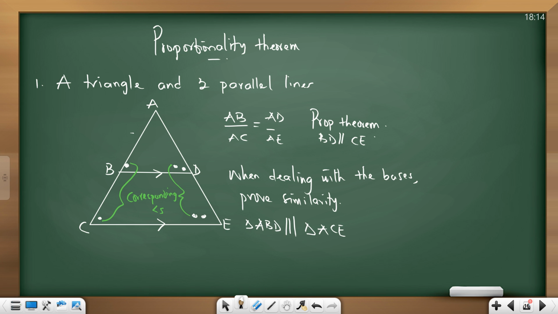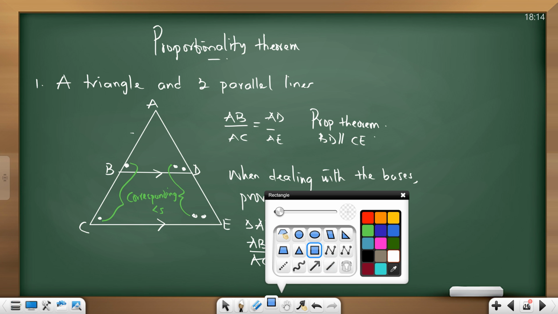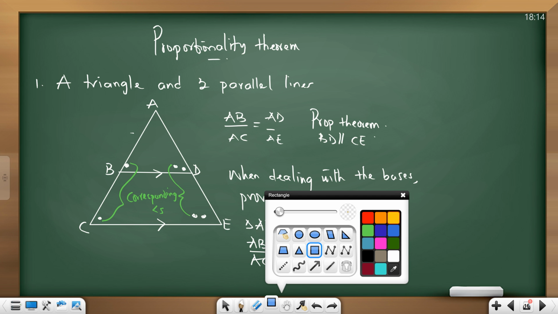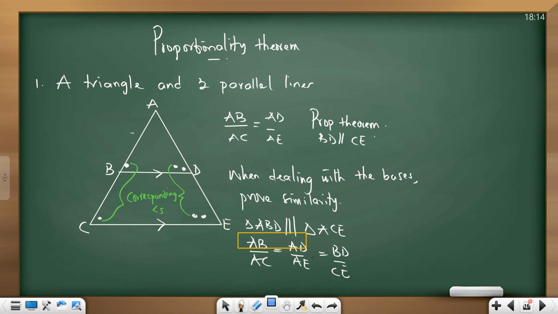Once I write my ratios, what would I have? AB over AC is equal to what? AD over AE is equal to BD over CE. I don't know if you see the superiority of similarity over proportionality. Check this. I want you to see something here. Do you see this here? I don't know if you see it on top there already. AB over AC, AD over AE.